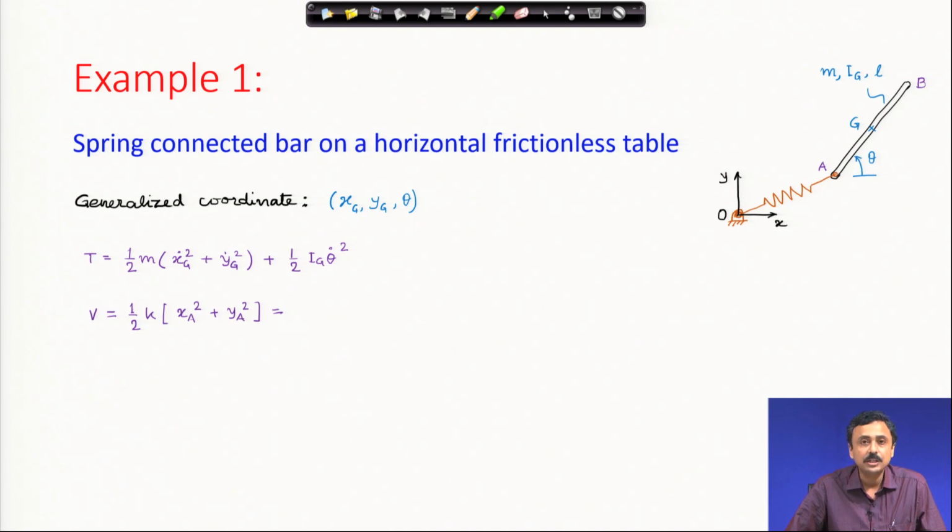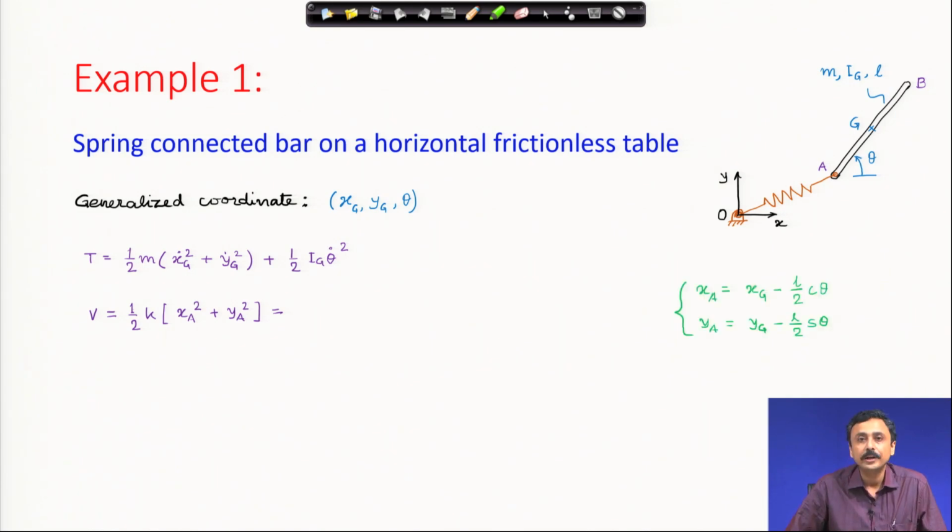The potential energy expression is only because of the spring, and that is given by half k times the extension of the spring squared. I have considered a spring of 0 free length. Therefore, the extension that we measure to calculate the potential energy will be the distance O A, and that will be given by x a square plus y a square, where x a and y a are the coordinates of point A.